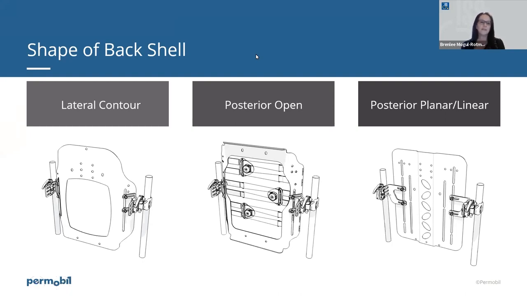And a posterior planar back shell can allow for growth or change, because the flat shell often can accommodate internal supports or wings that can get that anatomical contact that we need with the client, but still be adjustable as the client changes in size, or a pediatric client who's going to grow.